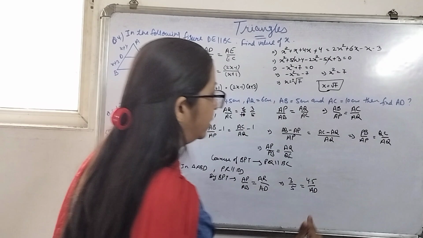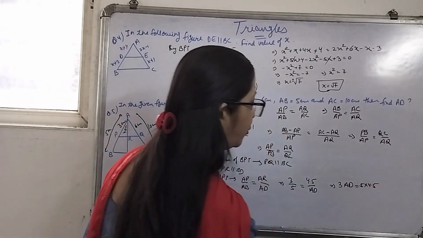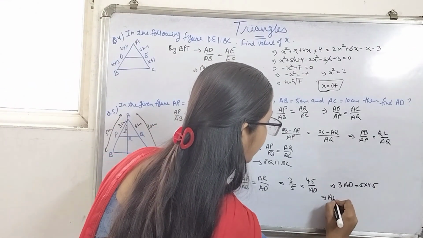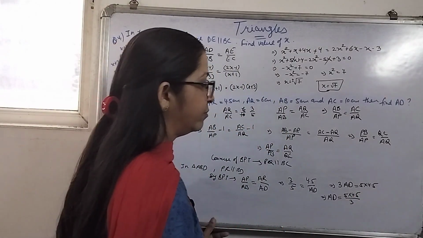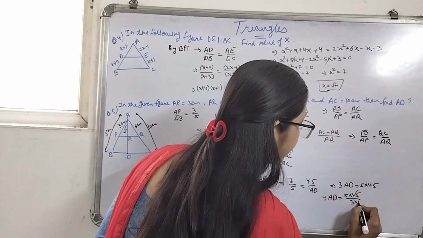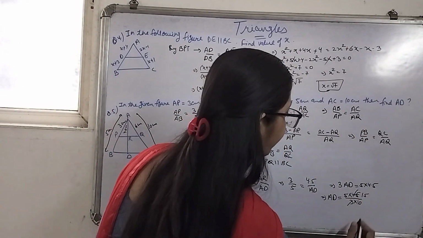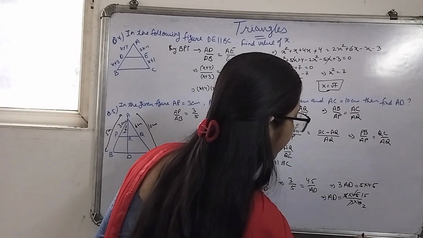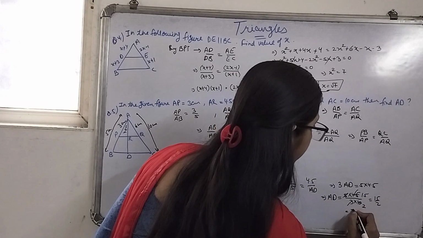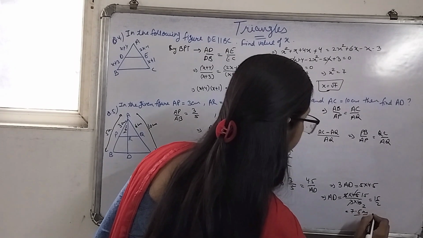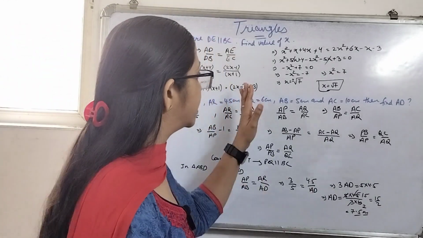If we cross multiply, it will be 3 times AD is equivalent to 5 multiplied by 4.5, or we can say AD will be 5 multiplied by 4.5 divided by 3. If we remove this decimal, 10 will come in the denominator. 3 ones are 3, 3 fives are 15, 5 twos are 10. So it will be 15 upon 2, or we can say the value of it will be 7.5 centimeter. The side AD will be 7.5 centimeter. So this is how we can find it out.